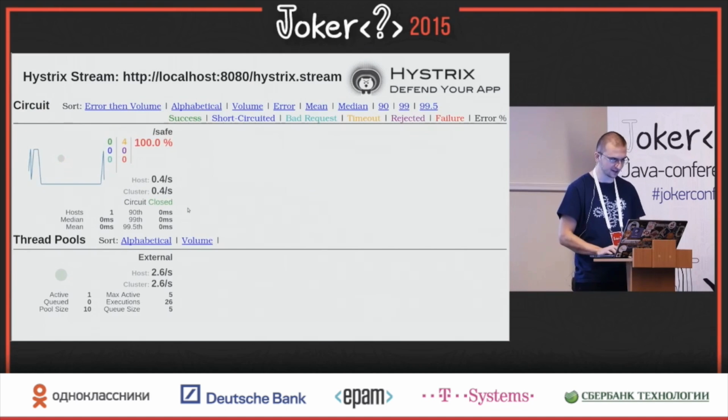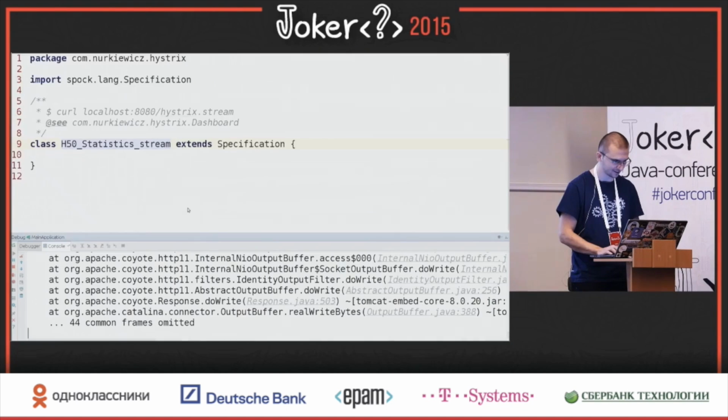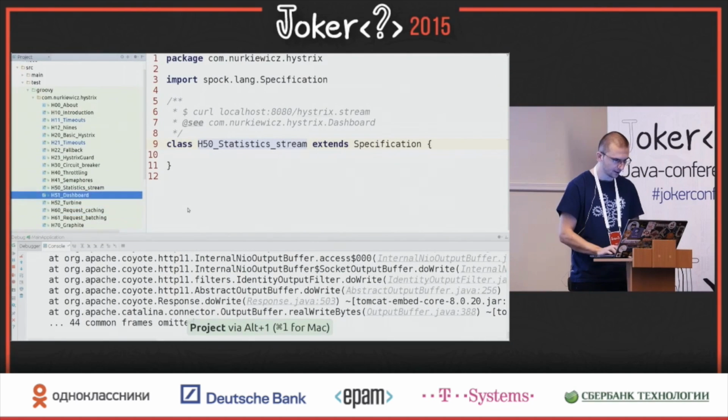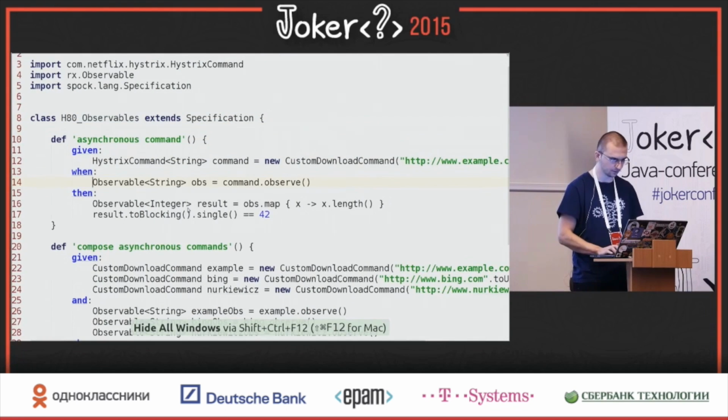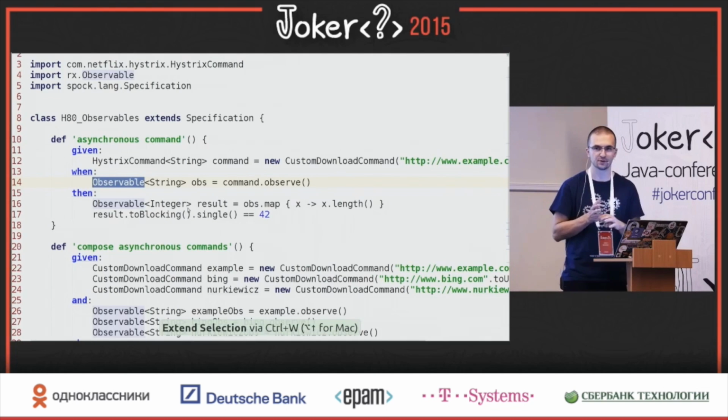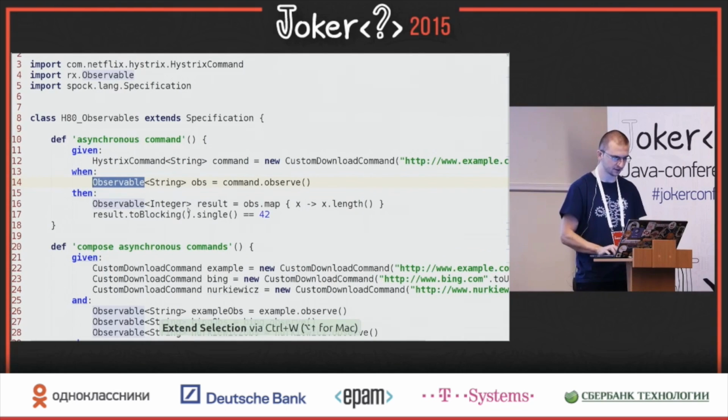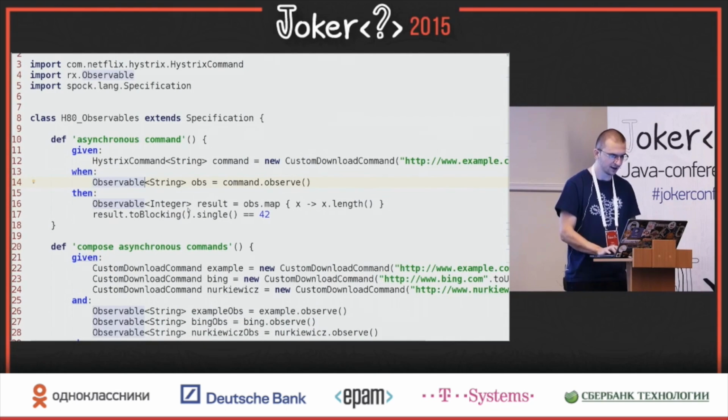Almost. So I have a slide for that. Let me just open it up quickly. So there's something called observable, and this is like a future but more powerful. It's also from Netflix. It's called RxJava, the library. It's like a completable future but more powerful.